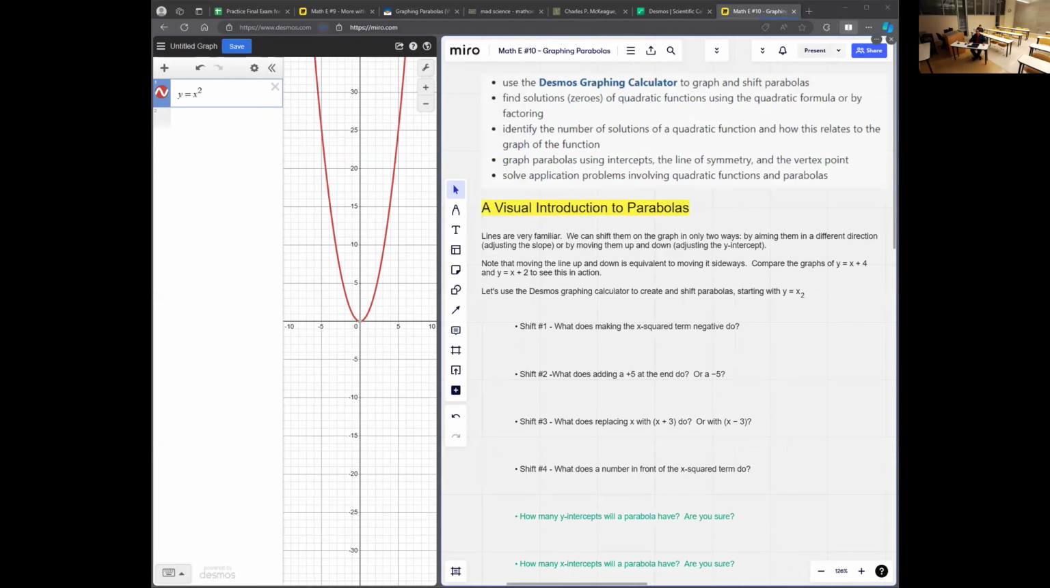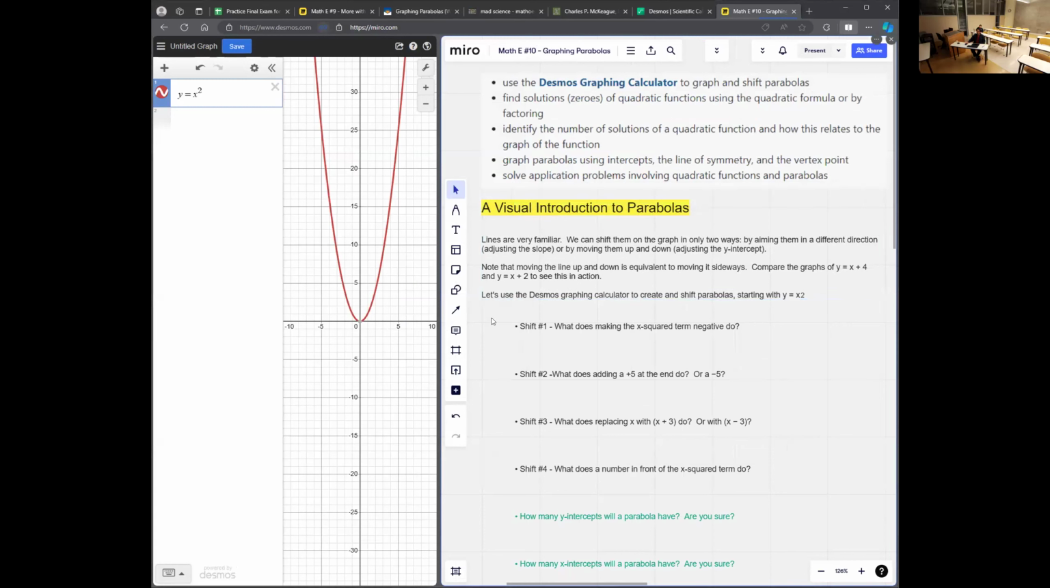Okay, now we're going to try something that's not tricky, but it's kind of conceptual. I'm trying to get you to understand in your brain what a parabola is and how it behaves.